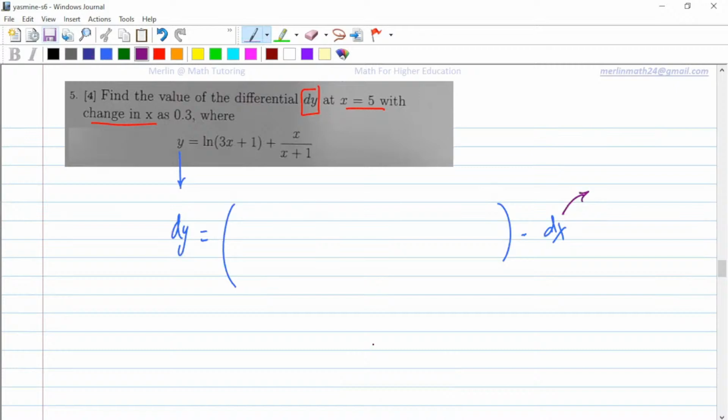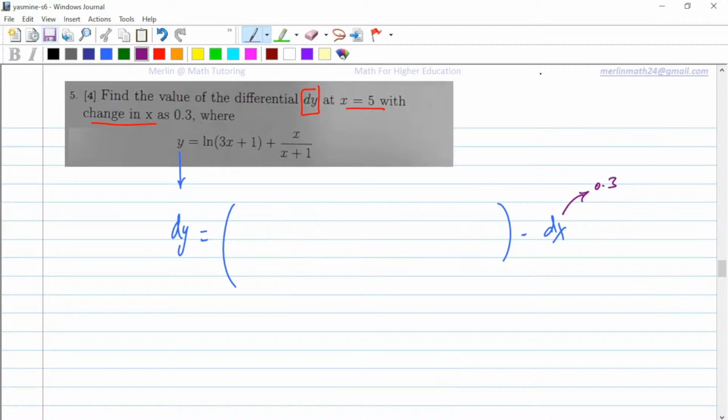And later, how much is dx, by the way? If they ask for change in x, how much is change in x? That's dx. 0.3 here then. Now x is 5. We don't plug 5 unless we find our answer. So what comes in this space? What comes in this space is your derivative.